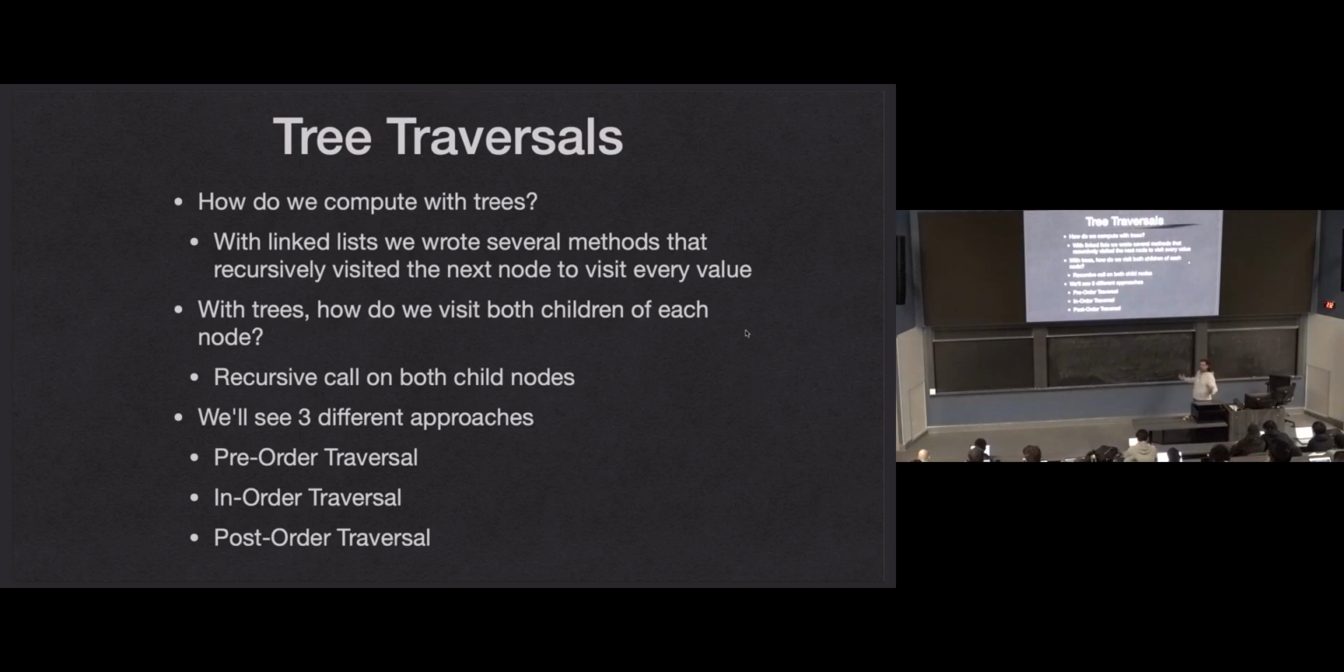Okay, so that's the structure of a tree and some examples. It's a node that has a value and two references, left and right. But how do we do anything with these things?